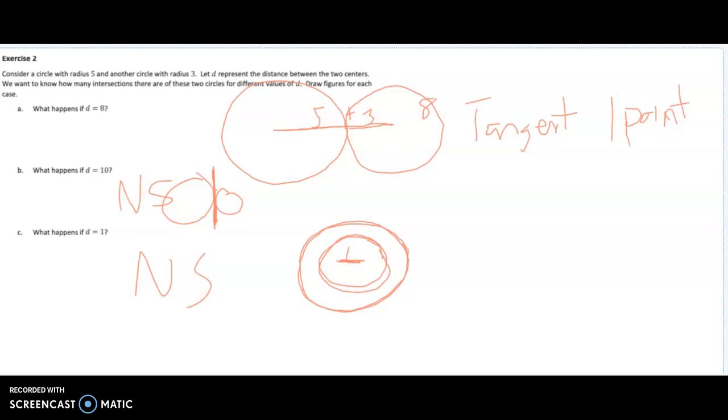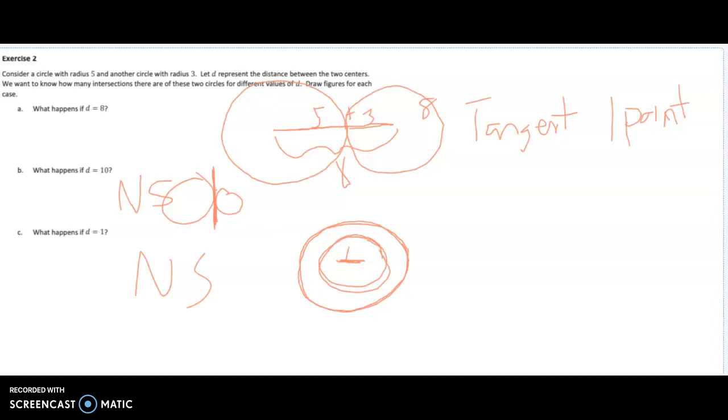Okay, so if the distance is 8, so in between here is 8, right? Well, if I draw a radius 3 circle and a radius 5 circle, at most they're going to touch once. Okay, at one point, because that's the very maximum that they can go.